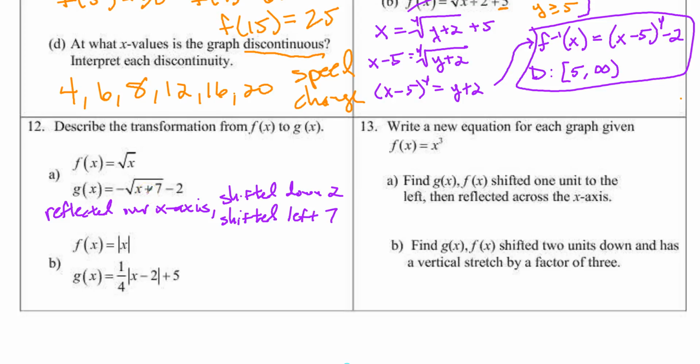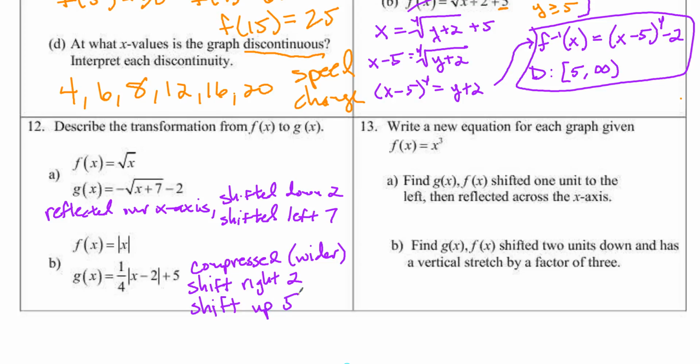Same thing with the absolute value function. This is compressed. Remember, when a is less than 1 or between 0 and 1, it's compressed, so it means it gets wider. It's shifted right 2 units, it's the opposite direction, and it's shifted up 5.